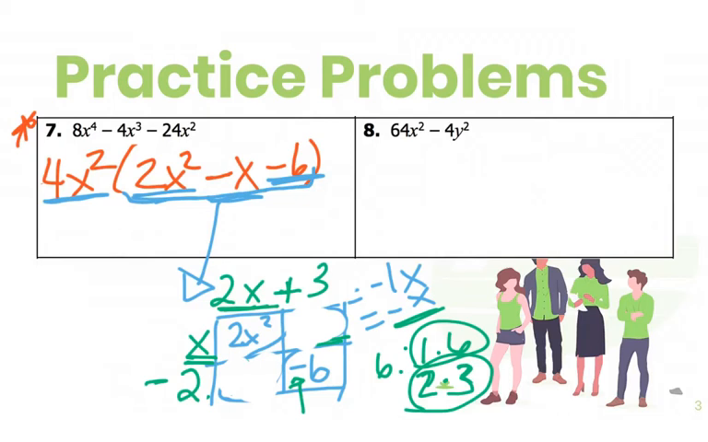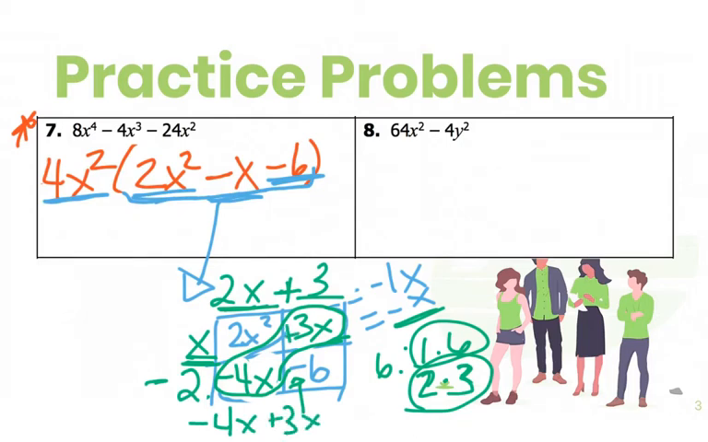Okay. So let's see. 3 times x is 3x, and negative 2 times a positive 2 is a negative 4x. Okay. So negative 4x plus 3x gives me negative 1x. Excellent. Ding, ding, ding, ding, ding. Okay, so now I've got my factors.